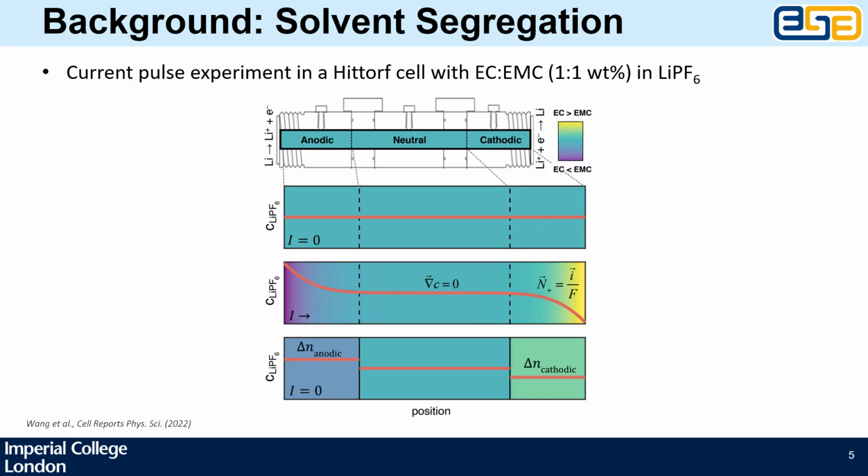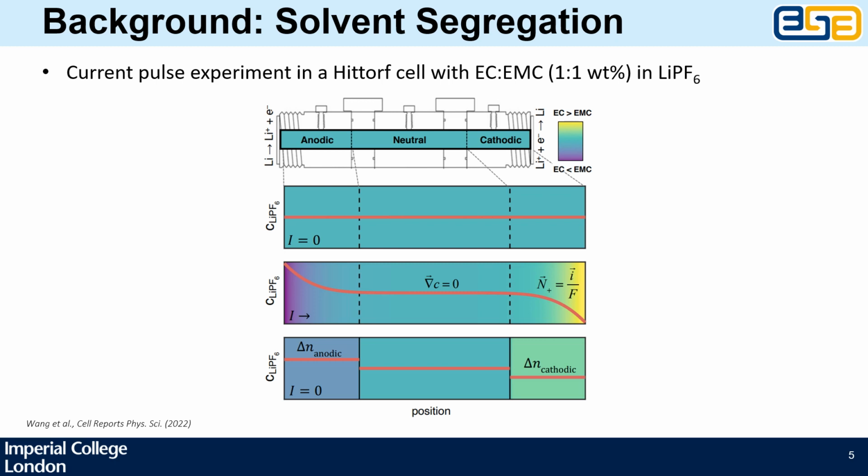So how can solvent segregation be seen from a microscopic point of view? Here what we show is a current passing experiment in a Hittorf cell with EC, EMC blended solvent in LiPF6. It's done by Wang and co-authors. What they do is they have a Hittorf cell with 3 chambers in it, the anodic, neutral, and cathodic, and they apply a certain current for a period, and at some point they stop.